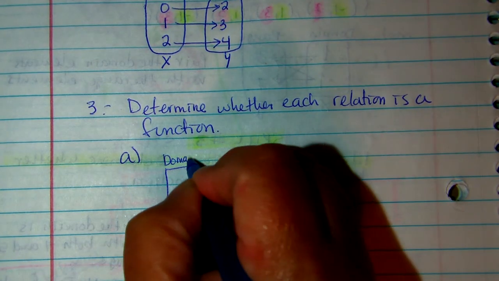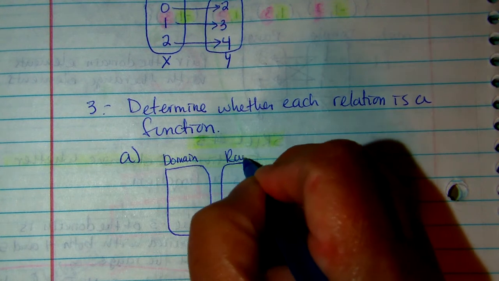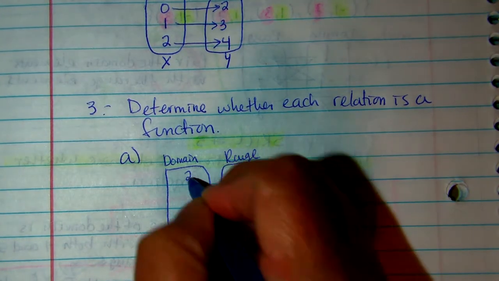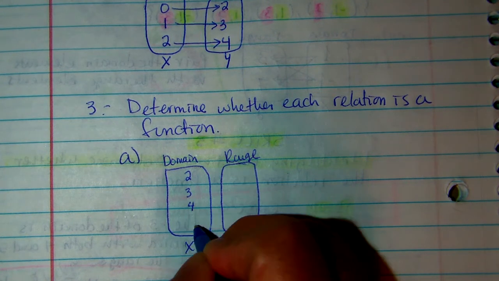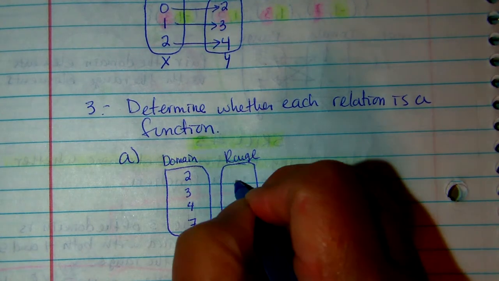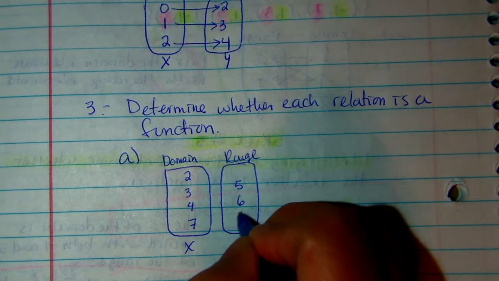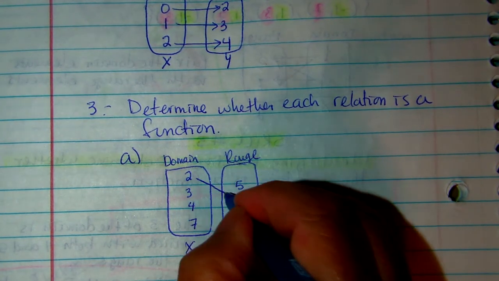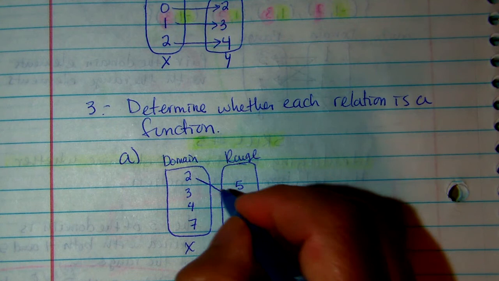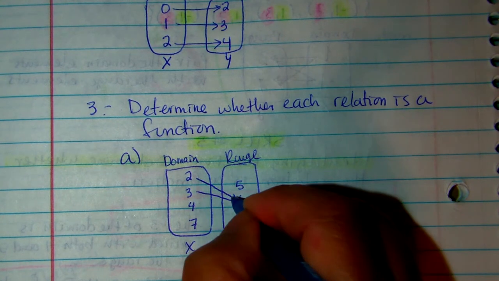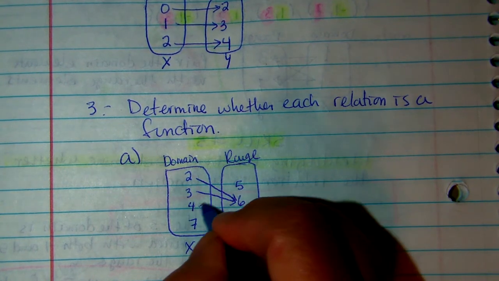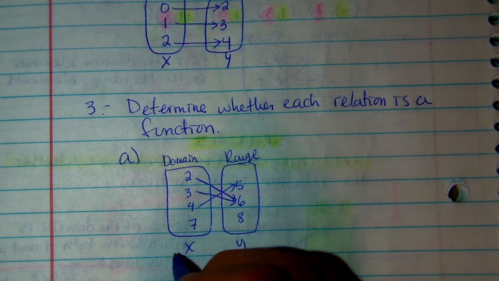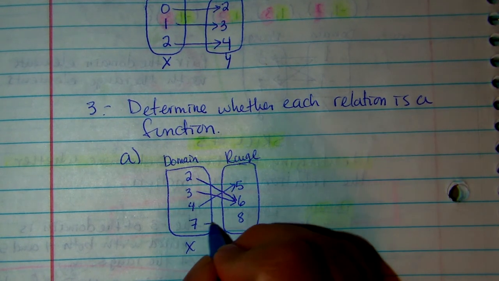Domain, range, x's, y's. I have a 2, a 3, a 4, and a 7. I have a 5, a 6, and an 8. So 2 goes with the 6, 3 goes with the 6, 4 goes with the 5, and 7 goes with the 8.